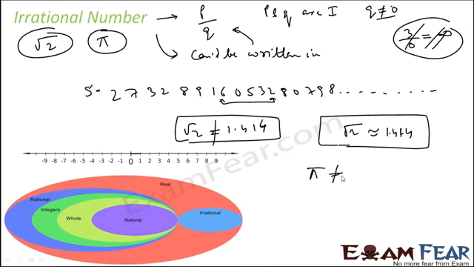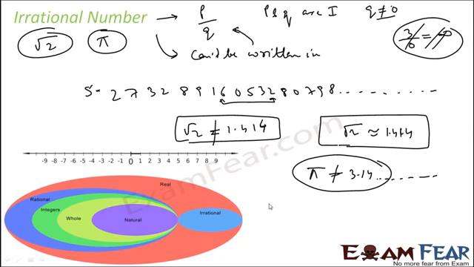Similarly, pi is not equal to 3.14. Just for our ease of calculation, we assume pi as 3.14. Actually, if you try to find the value of pi, the list continues. We have so many numbers here, right? But if you can write something in the form of p by q, that is a rational number, where p and q are integers and q is not equal to 0.